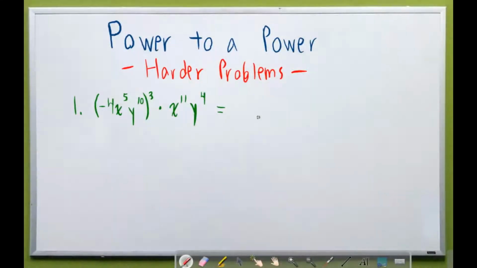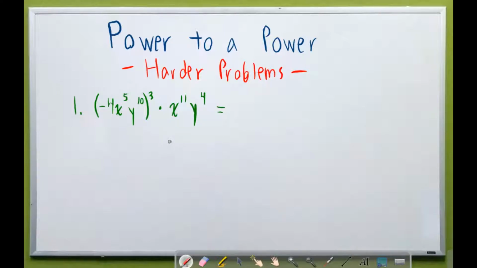Hi everyone. Today we're looking at more difficult power to a power problems. So let's get right into it. On the first side, we have negative 4 x to the 5th y to the 10th, and all of it is cubed, times x to the 11th times y to the 4th.